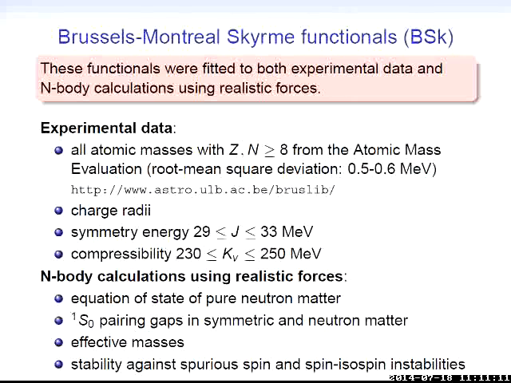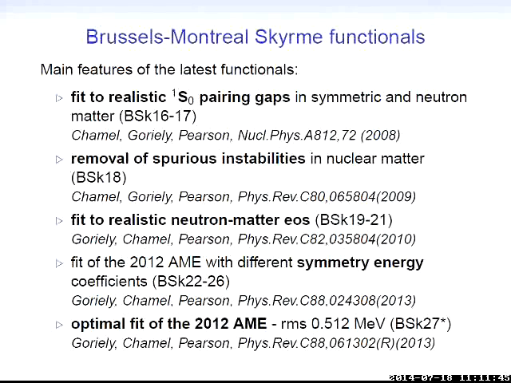This is the range of values that are expected from various experiments, as was reviewed yesterday, the compressibility, and for the many body calculations, obviously, one of the constraints is pure neutron matter, if you want to use that for neutron stars, but also pairing gaps that are relevant for the crust, effective masses, and also to check the stability. What we have done over the past few years is summarized here. In the first functional, we fitted realistic pairing gaps. Then we also generalized these functionals to remove the various ferromagnetic instabilities.